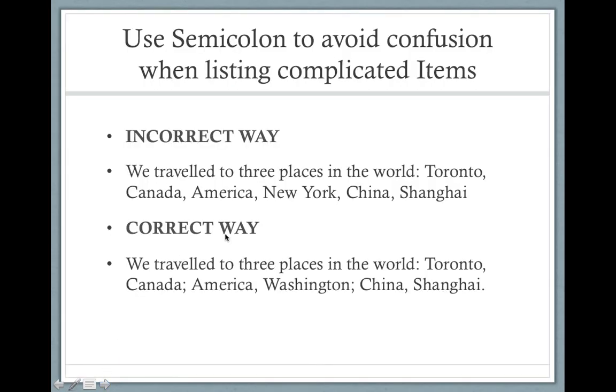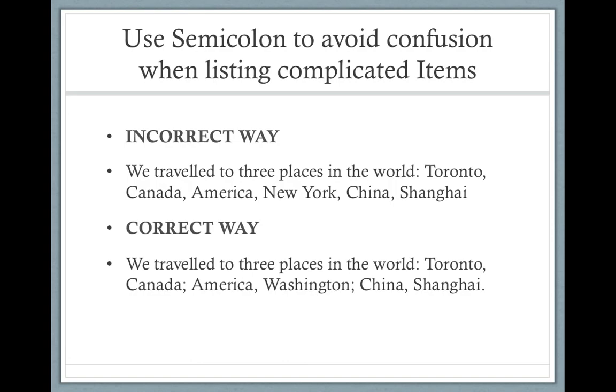All right, so the first way you can use a semicolon is to avoid confusion when listing complicated items. An example I've given here: the first way is incorrect. We travel to three places in the world: Toronto, Canada, America, New York, China, Shanghai. You can see here it may look like you actually have six places that you traveled instead of three places. But just so you avoid that confusion, you want to use semicolons.